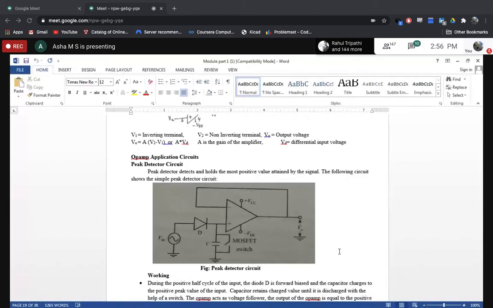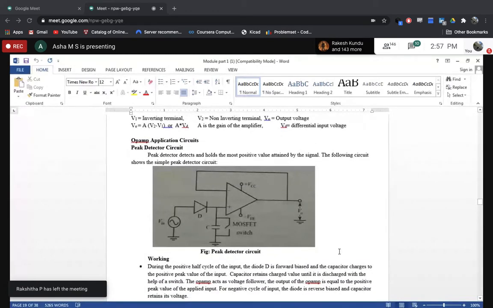In a sinusoidal wave you have a positive peak as well as a negative peak, right? The ground reference line is at 0 volt. The upper portion is the positive peak and the lower portion is the negative peak, correct? Whenever you have a positive half cycle of that input, the anode of that diode is connected to positive, so the diode will be forward biased. That diode conducts, and because the diode is conducting, the capacitor starts charging.